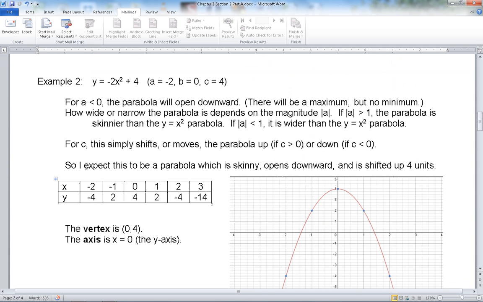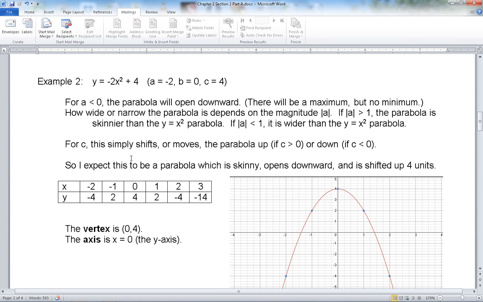Now let's go on to another example. So in this case, we have y equal -2x squared plus 4. So in this case, the leading coefficient on the square term is -2. There's no linear component, so the bx term with b equal to 0 is dropped out of the equation, and then plus 4. So the constant is 4. What that constant is going to do is shift that curve up 4 units. Now if a is negative, as it is in this case, the parabola is actually going to open downward. There's going to be a maximum value, but not a minimum value.